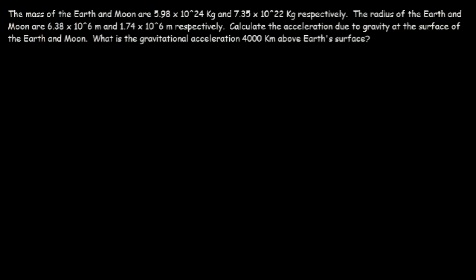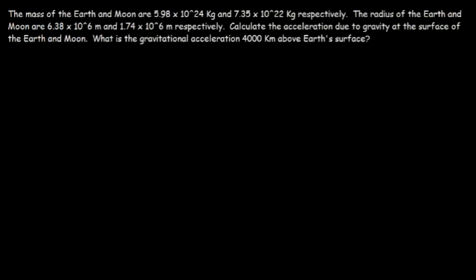The mass of the Earth and Moon are the numbers given. We also have the radius of the Earth and Moon. Using this information, go ahead and calculate the acceleration due to gravity at the surface of the Earth and the Moon. So first, we need to come up with an equation.